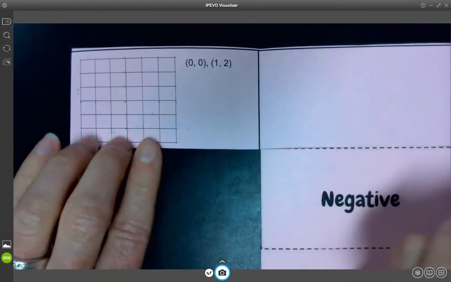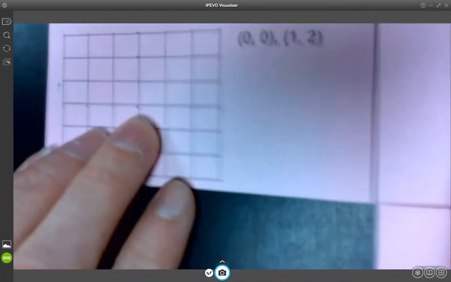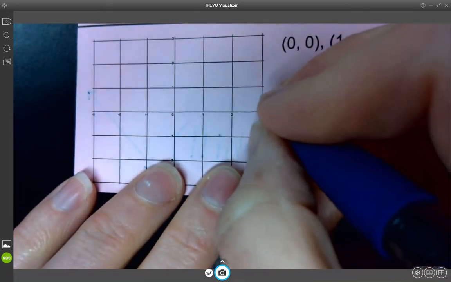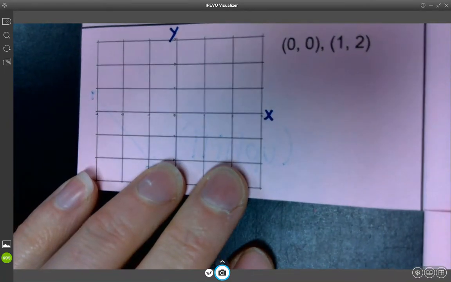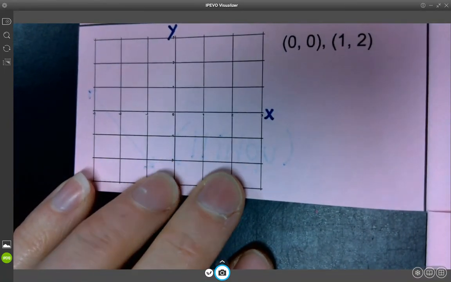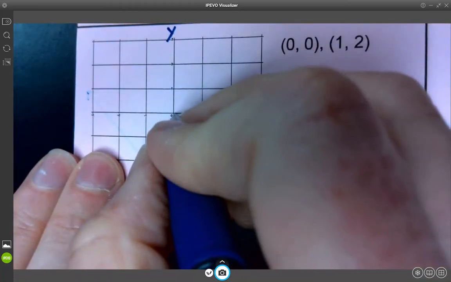So let's open it up. We have a coordinate grid. It's kind of hard to see the numbers, but where you see that 0, that is the origin. So this is the x-axis. This is the y-axis. Go ahead and label those. We're going to graph some points. These points here, 0 and 1, 2.